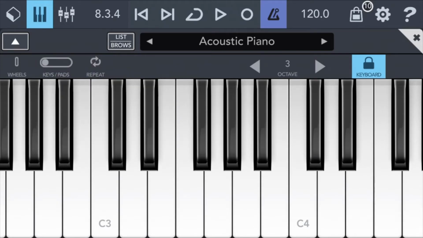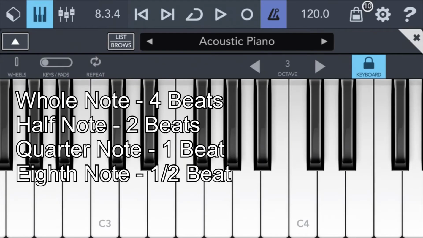Anytime you hear 4 clicks on the metronome, that is the same length as a whole note. In hip-hop, you often hear people refer to it as 1 bar. Anytime you hear 2 hits on the metronome, that is a half note. Anytime the metronome hits once, that's the length of a quarter note. An eighth note is 2 times the speed of a quarter note. So let me give you an example.